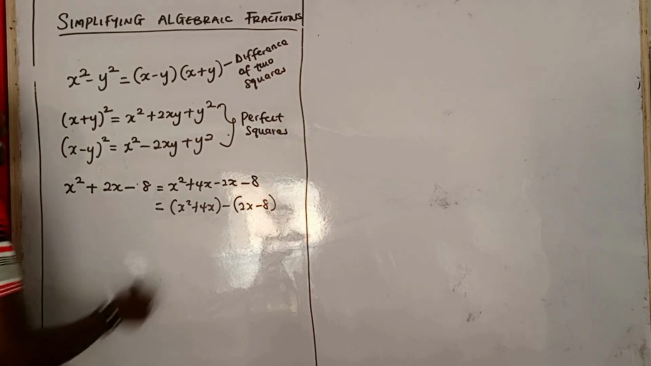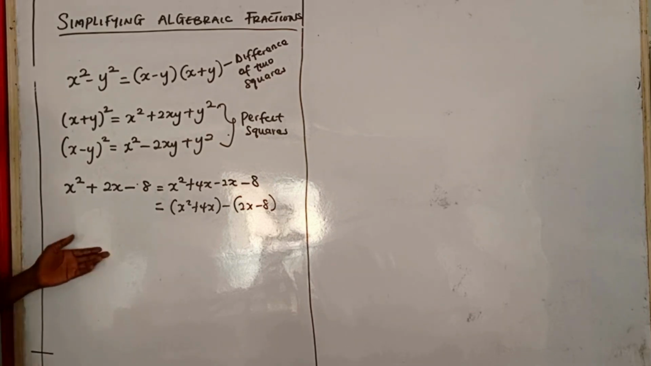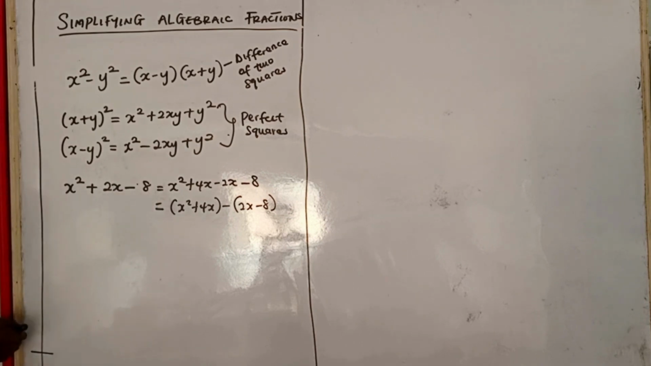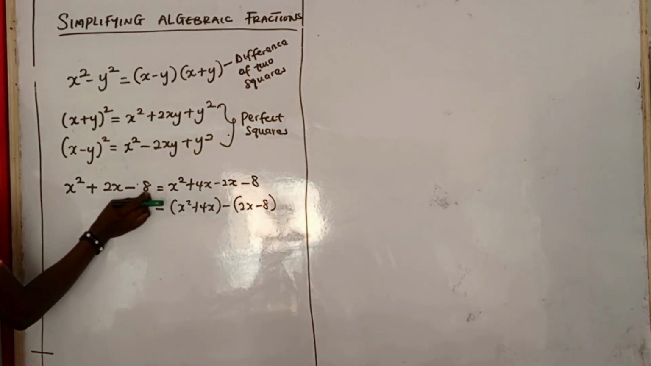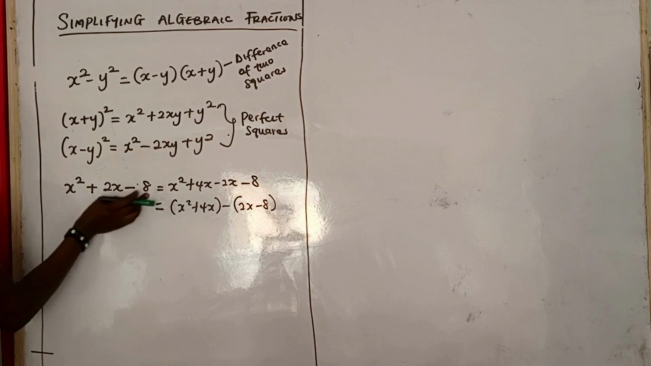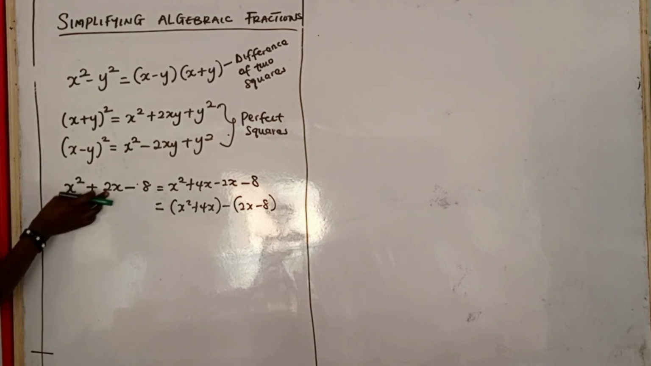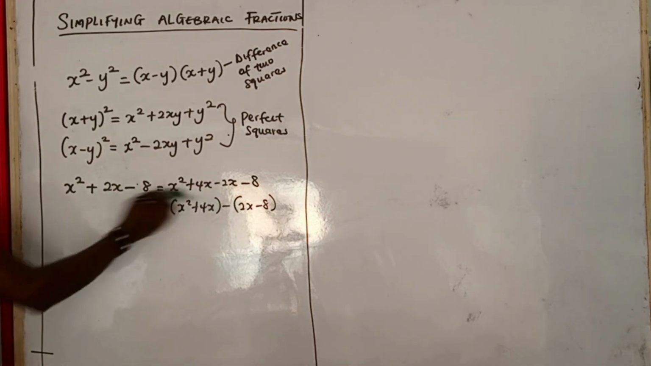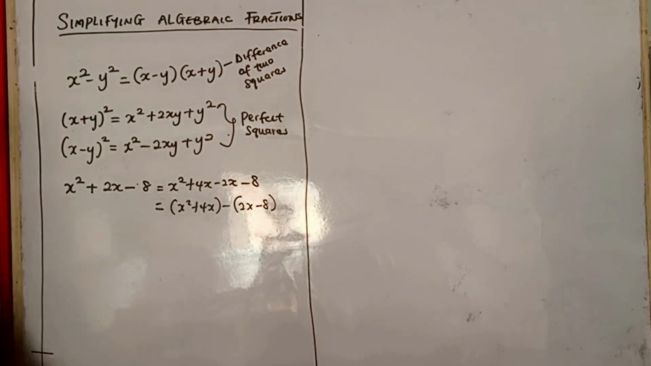Now, you may be wondering, how do we get this 4 and 2? To factorize a quadratic expression, it simply means that you have to express the last term as a product of two numbers that when you multiply, give you this minus 8, and when you add, you get plus 2. Those two numbers are 4 and 2. Since we are looking for plus 2, the smaller number will take the minus sign, and the bigger number will take the plus sign.